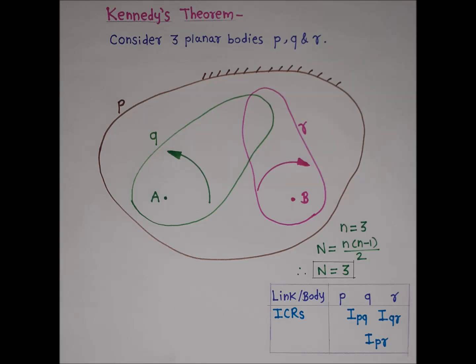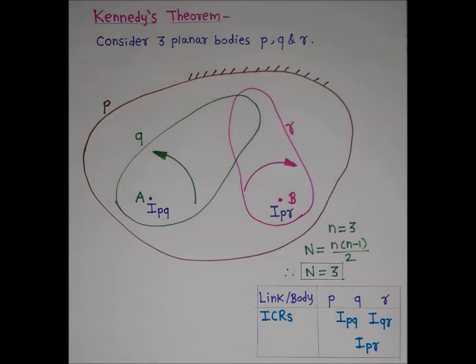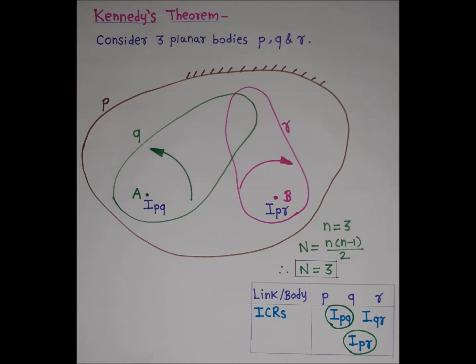At point A, there is a turning pair between planar body P and Q. Hence, ICR IPQ for relative motion between body P and Q will be at point A. At point B, there is a turning pair between planar body P and R. Hence, ICR IPR for relative motion between body P and R will be at point B. We have located or marked two ICRs IPQ and IPR. Now only one ICR is remained, that is IQR. Hence we will try to locate ICR IQR.